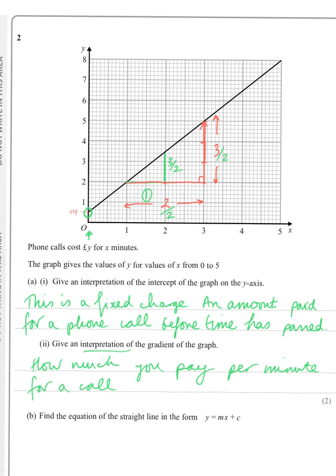Now, we have the gradient, so for every one along, we went up 3/2. You could say 1.5, but 3/2 is fine. And we know what the intercept was, and we worked that out here. Now that was 50p, so if we want to get the units to match the 3/2, then we'd have no problem with saying a half there. So y would be 3/2 x plus a half.